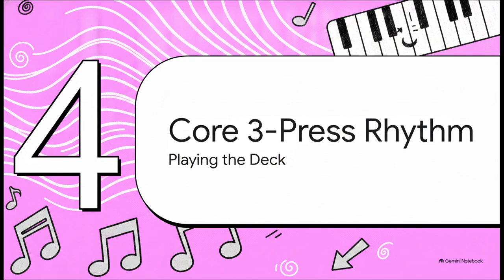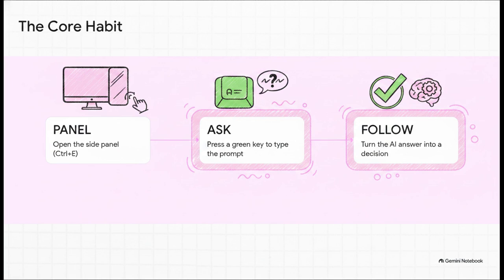Section 4. The core 3-press rhythm. Playing the deck. Now, let's talk about the kinetic flow. How do you actually play this thing like an instrument? The core routine here is this fantastic 3-press rhythm. Step 1. You press Panel. This pops open your AI side panel right next to whatever web page you're currently looking at. Step 2, you press an Ask key. This types out a first-pass prompt, something like Audit this campaign, forcing the AI to read the page. Step 3, you press a Follow key. This pushes the AI to turn its answer into a firm, actionable decision. So the rhythm is just Panel, Ask, Follow.